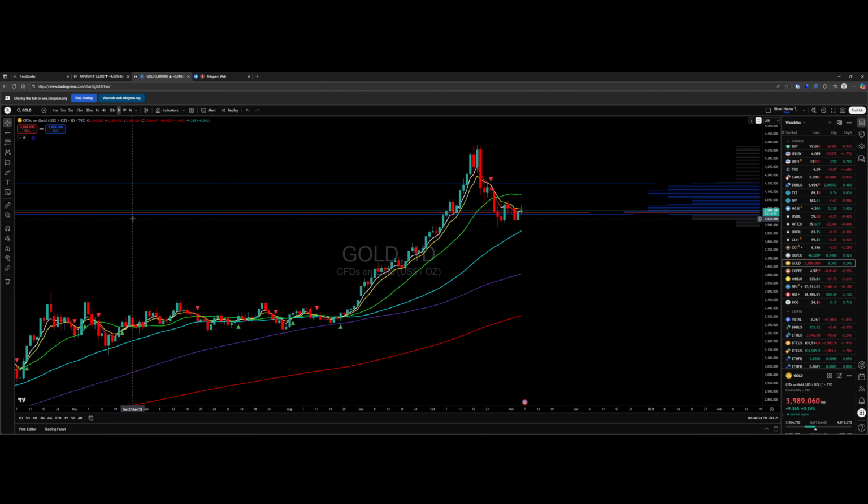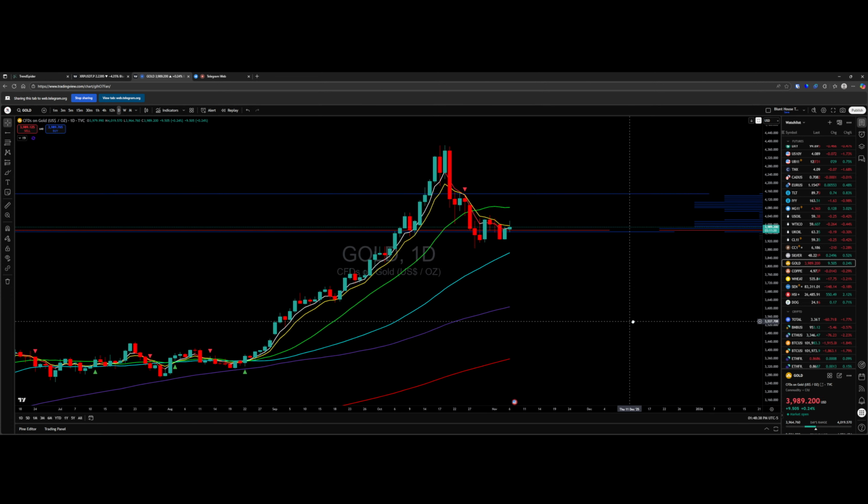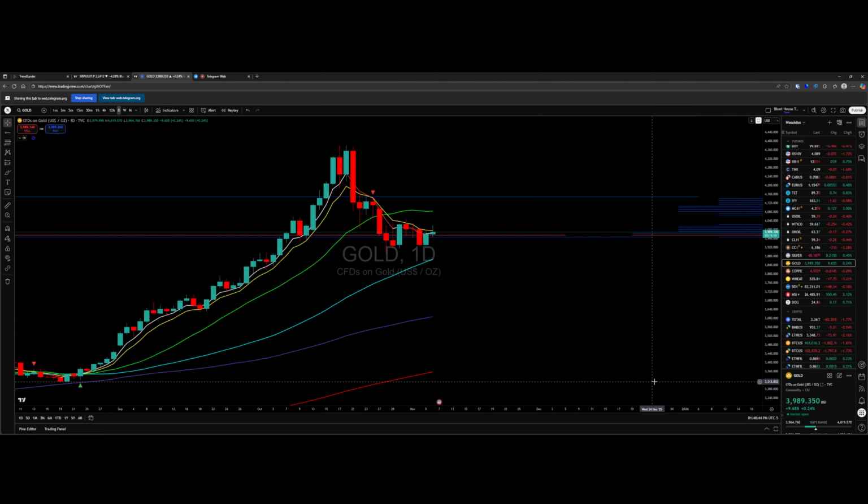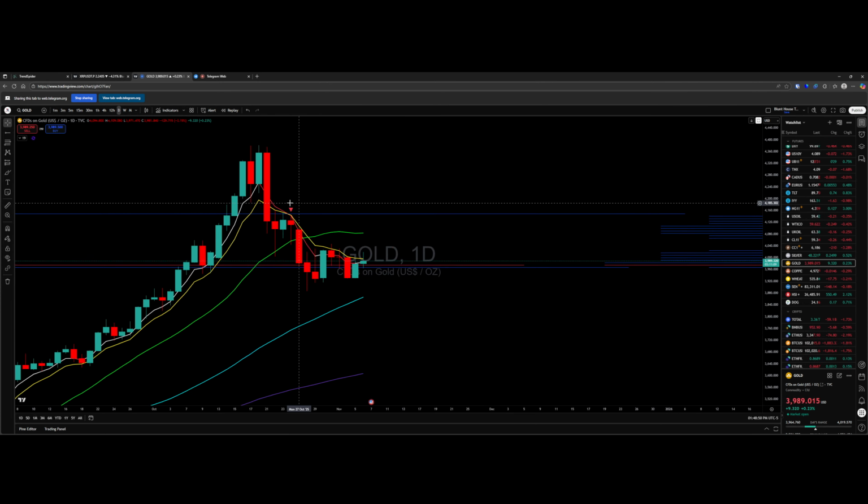Haven't even reached the 50 yet. Now, this is interesting because we have what feels like somewhat of a reversal, but at the end of the day, all this divergence on the daily is still in play and intact, and we can't close above the T line.